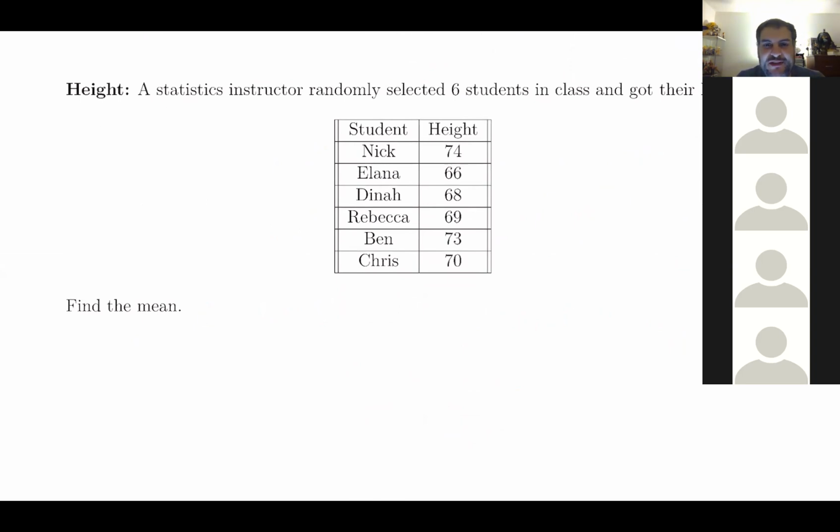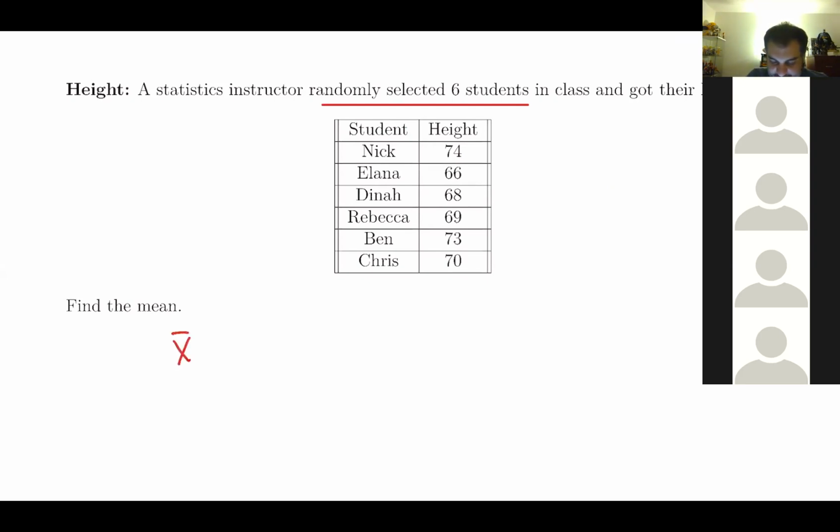All right. So for this one, it says a statistics instructor randomly selected 6 students in class and got their height. So once again, is this a sample or is this my entire population? Yeah, they say randomly selected 6 students. If they were to tell you we selected all 6 students, that's telling you that's the population. But once again, since they're telling you they randomly selected, it's telling you the sample.